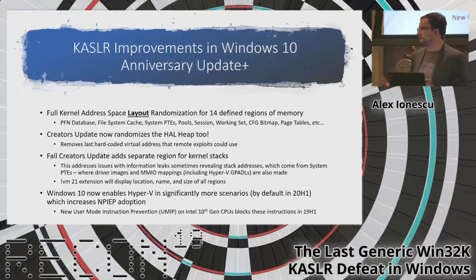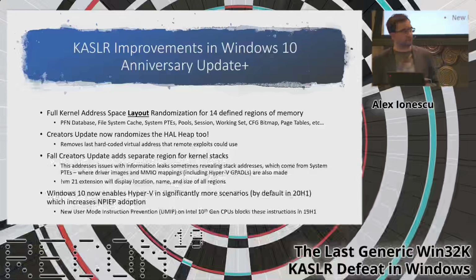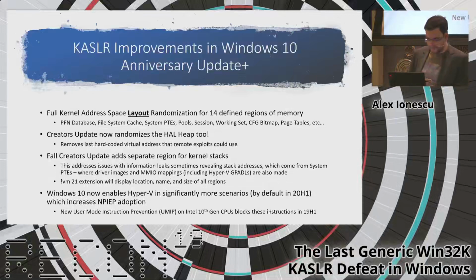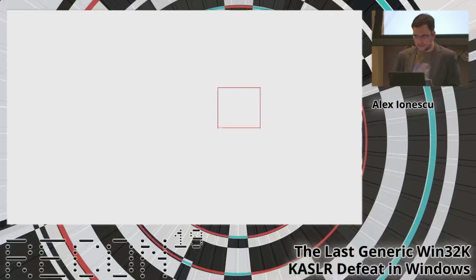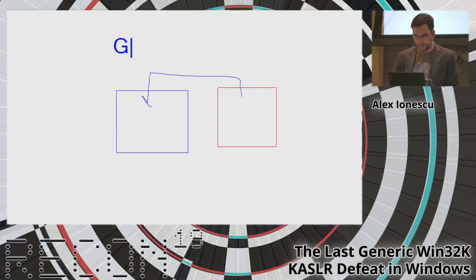In RS3 and Fall Creators Update, they made one more change, which is they created a 15th region of memory, the kernel stack region, and they separated kernel stacks from memory map mappings. That was a direct result of a talk from Jordan Rabet from Microsoft, where he had found a Hyper-V bug. Basically the issue was that from a guest Hyper-V virtual machine, you could cause allocations on the host that are called gpaddles. Those allocations come from the same region of memory as kernel stacks. And so you have these potentially guest-controlled data structures next to kernel stacks on the host.